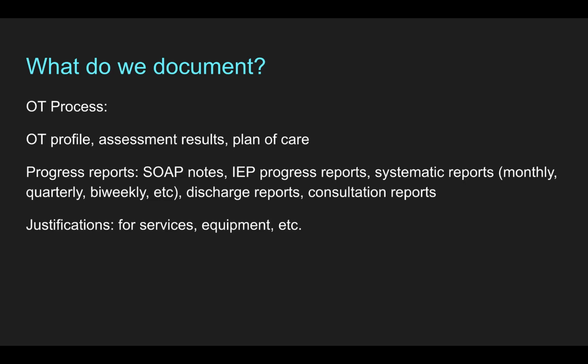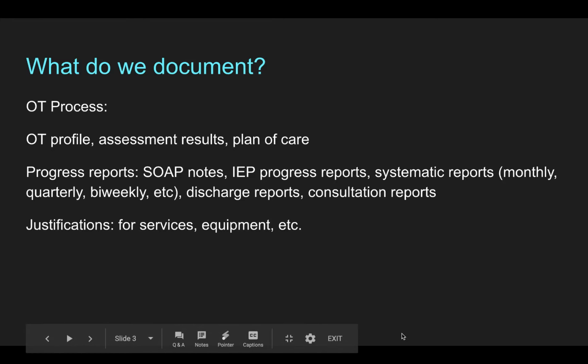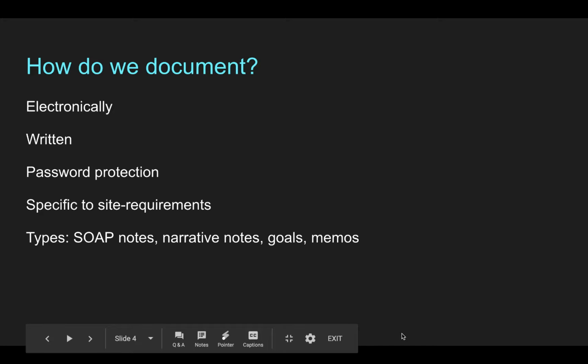The last part here is looking at justification. We justify why we're seeing a client. We justify why the client needs services. We justify what kind of equipment they might need, whether they need a walker, a wheelchair, or durable medical equipment such as a reacher, a tub bench, a commode, anything like that, a splint. So we have to justify and document those justifications. As you see, a lot of our time is spent documenting what we do.